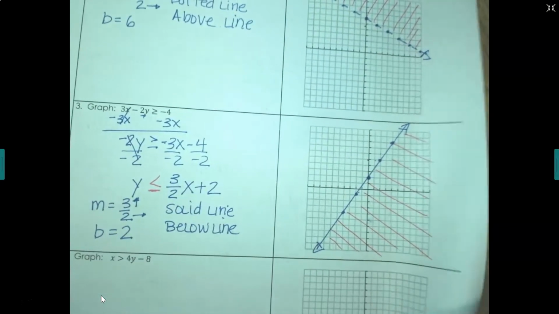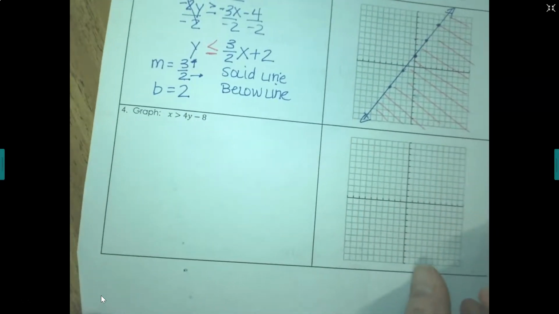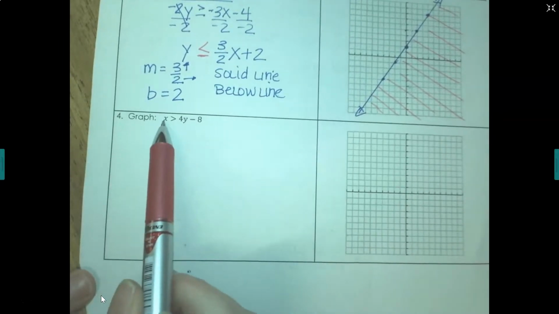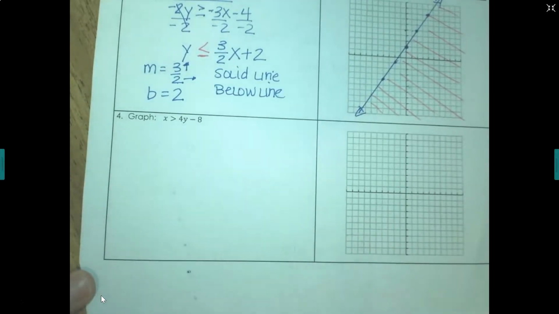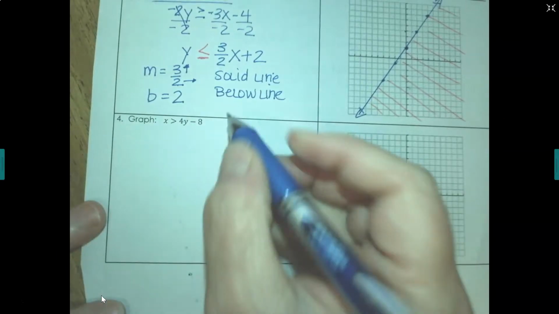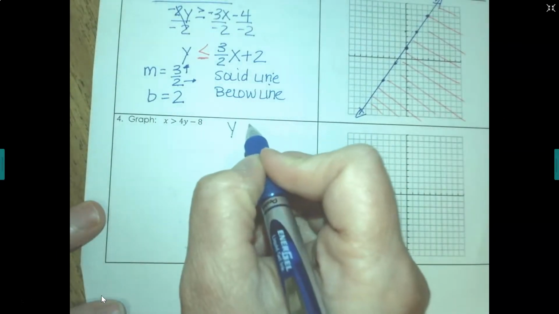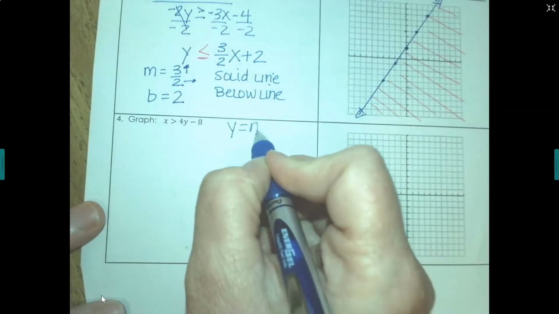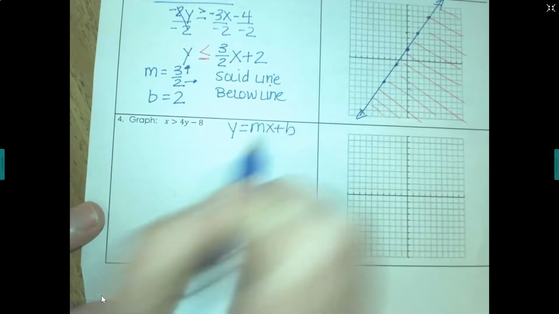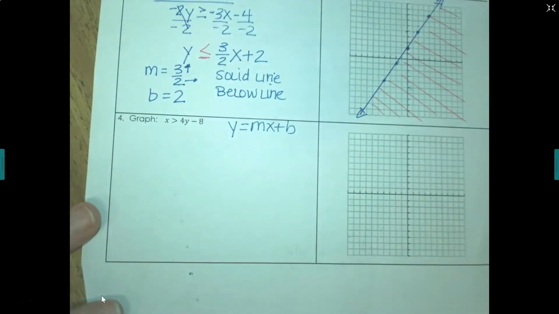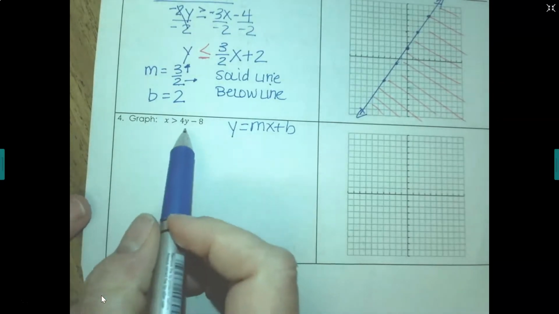All right, one last one. This one's a little on the tricky side. Take a look what we've got here. We have x is greater than 4y minus 8. Remember, slope-intercept form is y equals mx plus b. We need y alone, not x alone. So what we need to do is work on getting y alone.